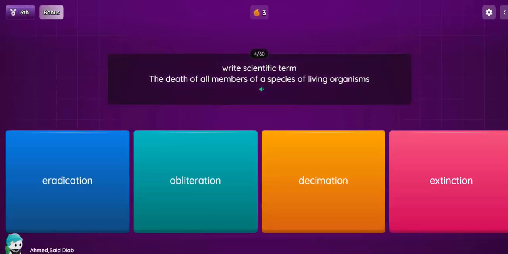Question. Write the scientific term: the death of all members of a species of living organisms. Option 1, eradication. Option 2, obliteration. Option 3, decimation. Option 4, extinction.